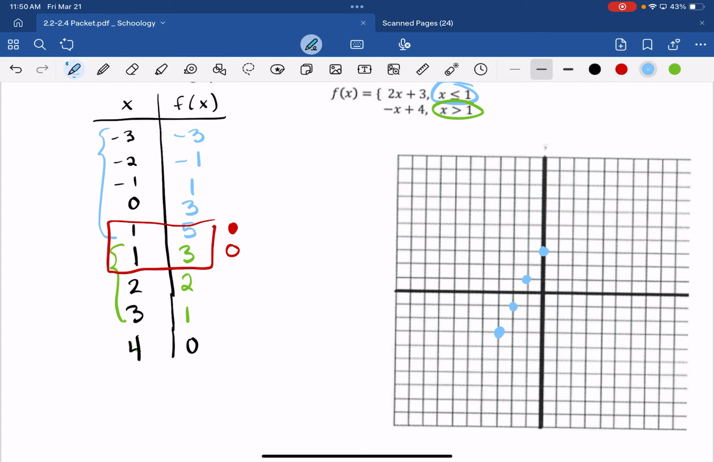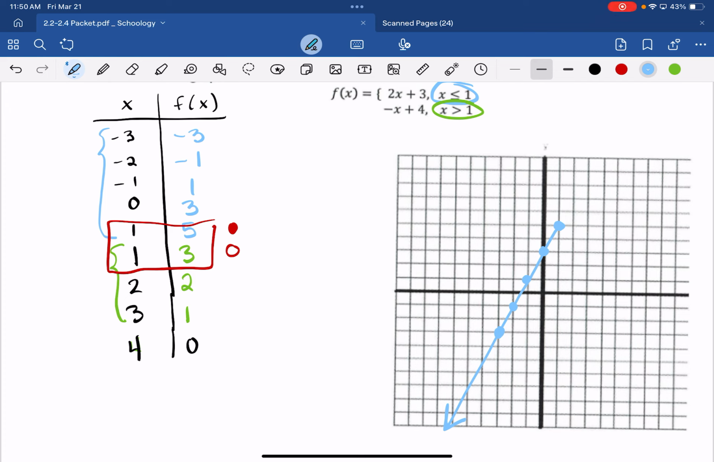Okay, so 1 up to 5. 1, 2, 3, 4, 5. Filled in circle. And now this is where I stop. Okay, so my blue line is done. We came up this way if we had done more. Okay, so that's the first part of this function.